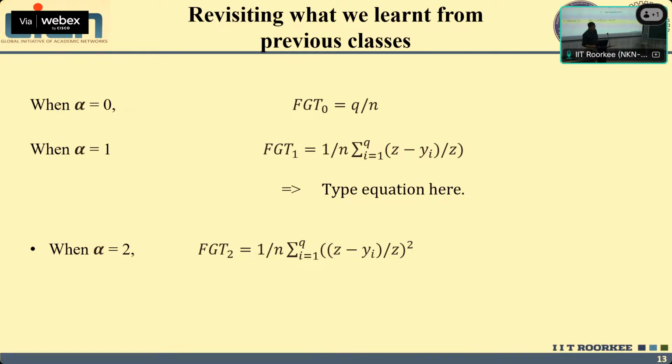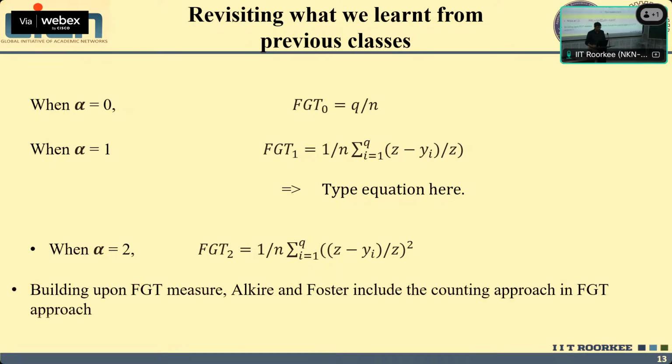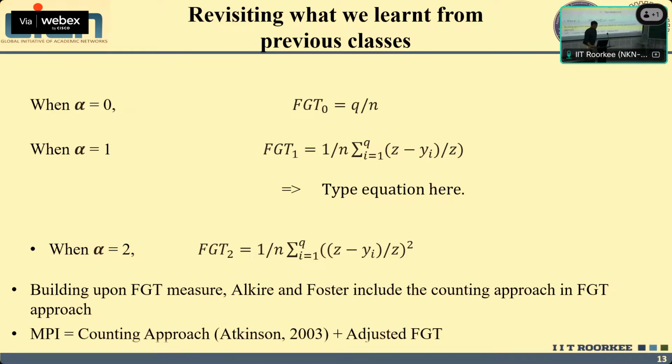Okay. So if alpha equals 2, we can interpret this as the squared poverty index, as suggested by the experts, as we already mentioned. So building upon that FGT measure, Alkire and Foster, as Professor Suman mentioned and also emphasized, specifically added the counting approach to FGT, and that addresses some important aspects as well.